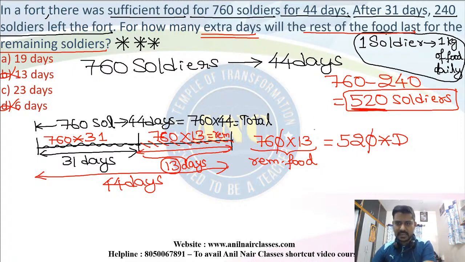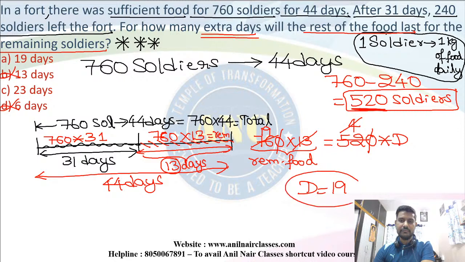The 0 will cancel here. 13 into 1, 13 into 4. 4 into 1, 4 into 19. So the answer is D equal to 19 days. A very, very beautiful question which can be solved so easily.